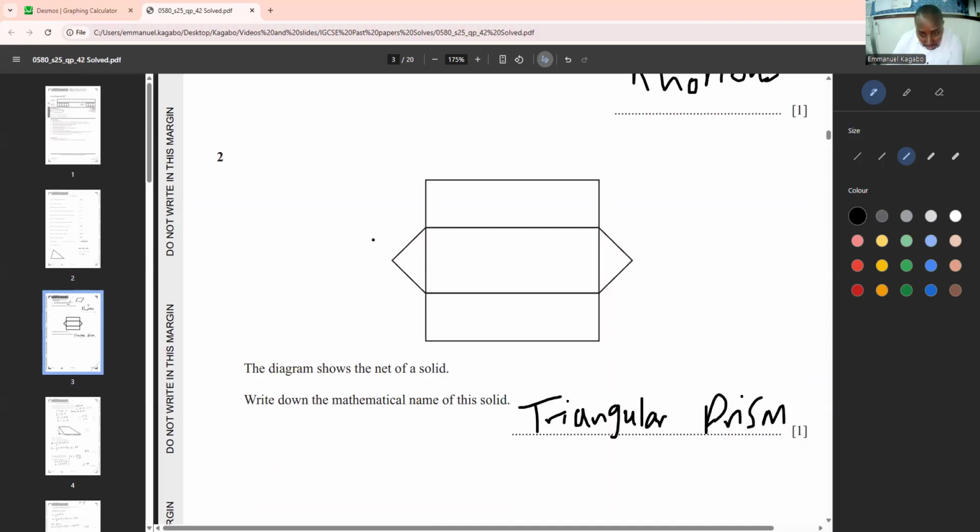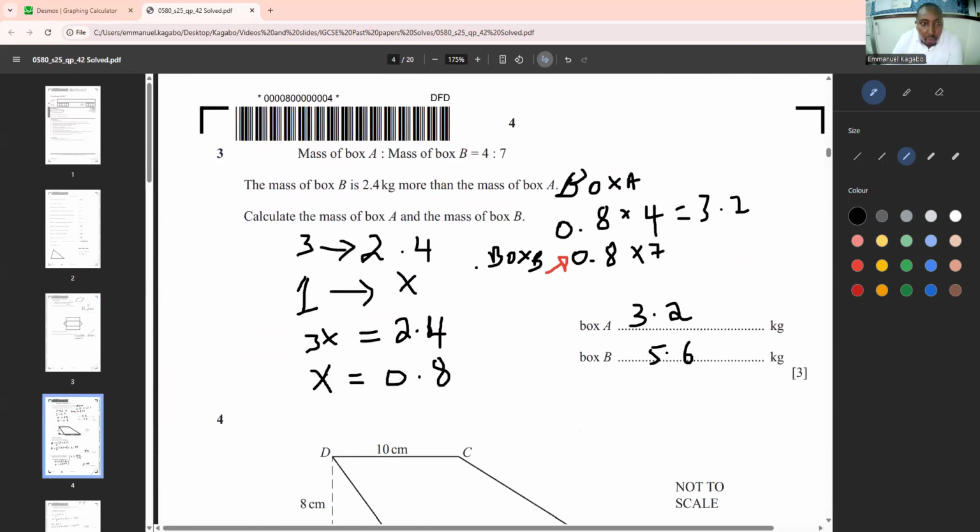Question 2. This is the shape given. This is a triangle. You can see that. And then you have rectangles. And then they ask you, what could be this shape? This solid, what shape is that? That's a triangular prism, okay? You should be knowing the names of different shapes, okay? Very good.